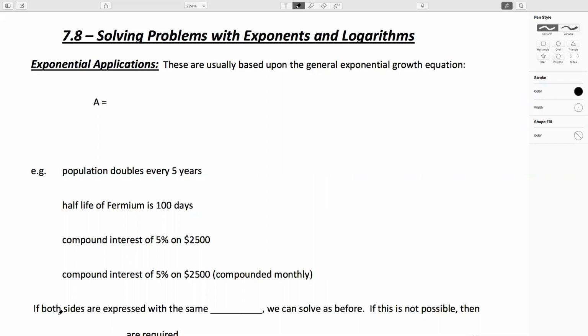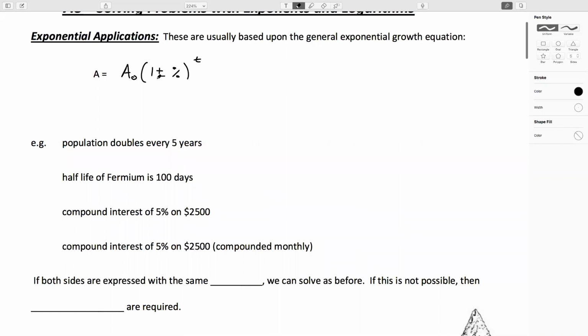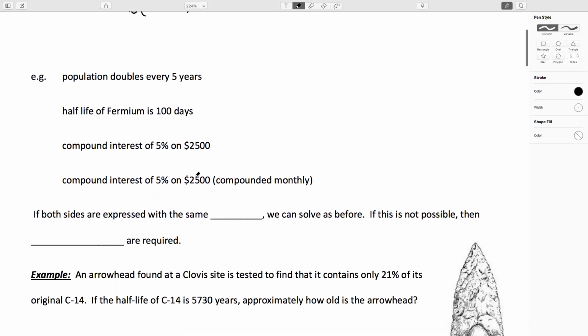All right. So usually exponential problems are based on the formula A equals A naught times 1 plus or minus some kind of percentage to the power t. The percentage change is going to dictate whether you're talking about exponential growth or exponential decay. If this is positive, if you're adding like 5%, then you're exponential growth. If you are subtracting, if this was a negative percent, something like a half-life, for example, then you're going to see decay. And we can use this to model different situations.